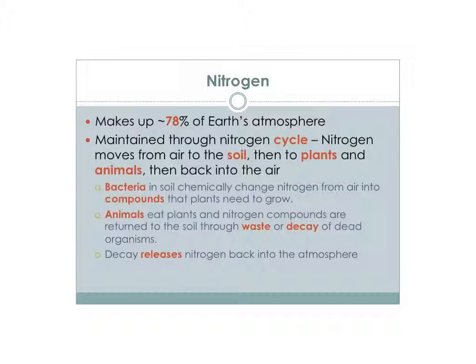grow. Animals then eat the plants, and those nitrogen compounds are broken down within their bodies, and they're then returned to the soil through waste or decay once an animal dies, and it breaks down back into the soil. Decay releases nitrogen back into the atmosphere. So the cycle continues from there.